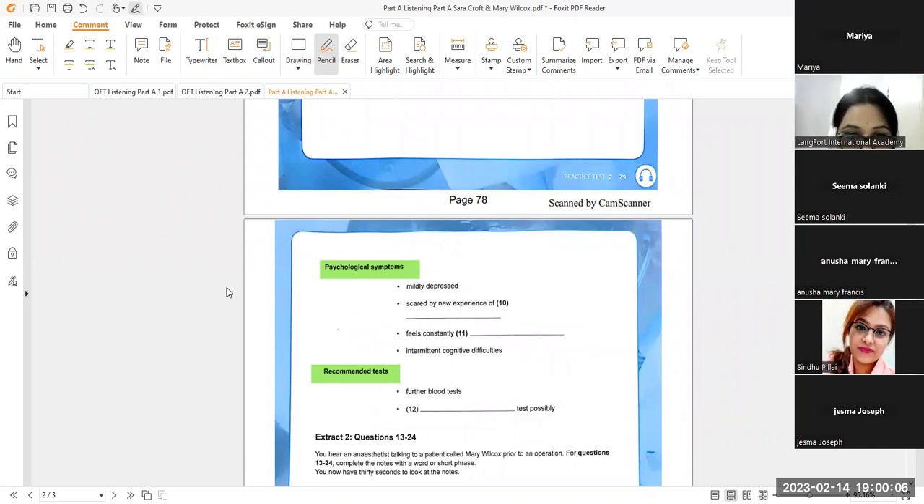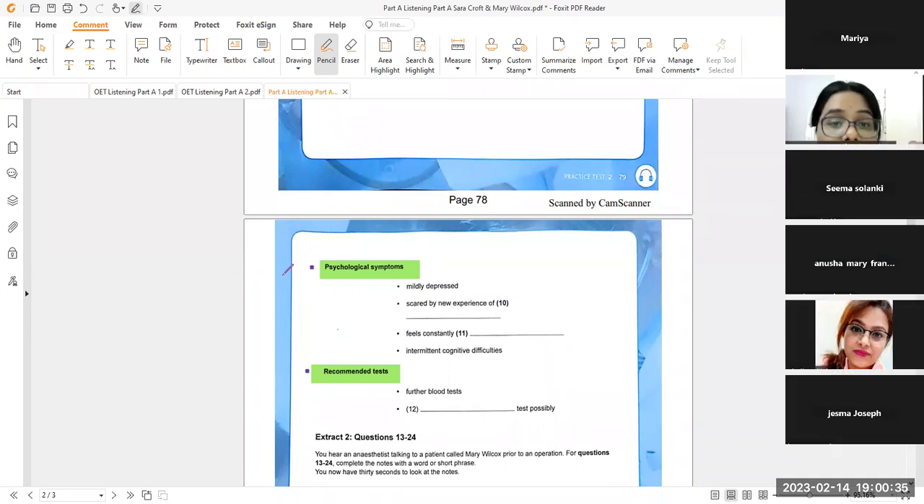Yes, these two headings, this one and this one. Psychological symptoms. So, Biju, what do you understand by psychological symptoms? Does the patient have any psychiatric issues or depression or emotions, right? How does the patient feel? When it comes to psychological, it all comes down to emotions, feelings, and all those things.